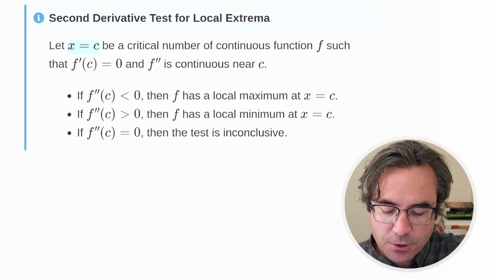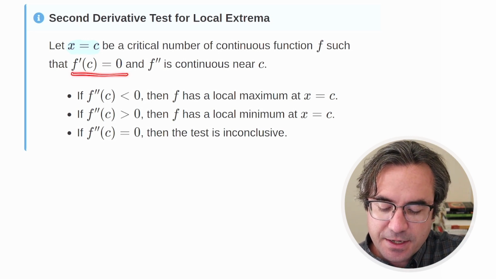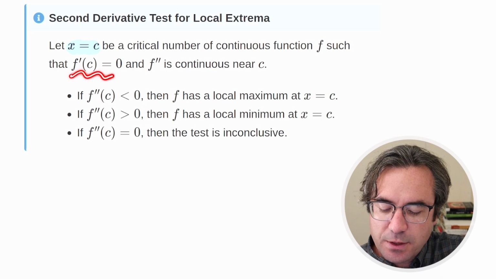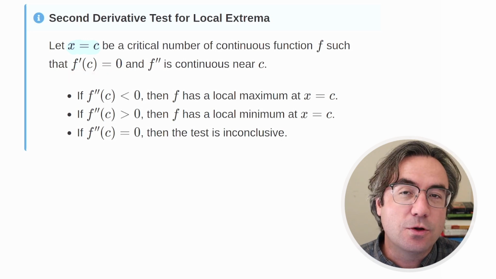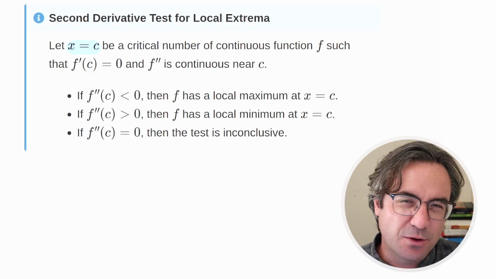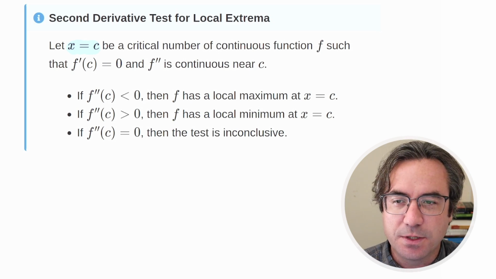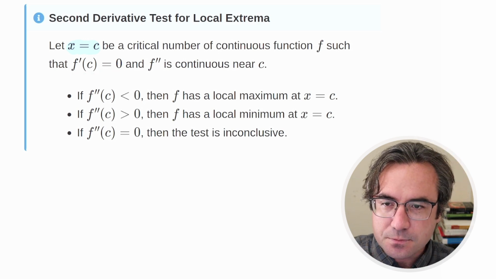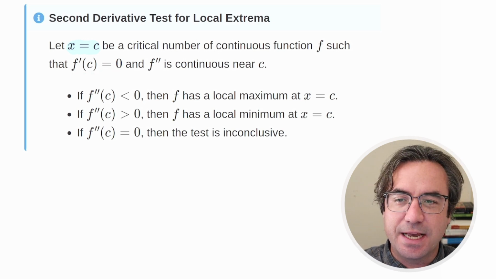This is probably the more common of the two. Most of the functions we looked at had critical numbers where the derivative was equal to 0. There are a few cases where we had some undefined ones, but most of the ones we've seen are where the derivative is equal to 0. Okay, so what does the test actually say?